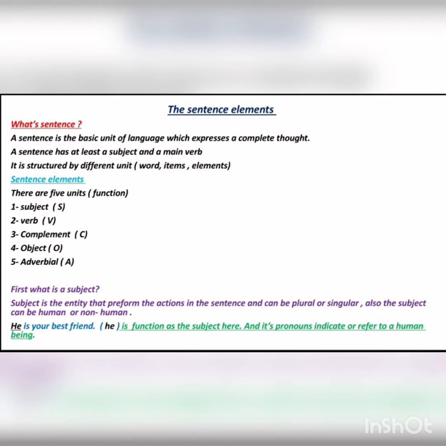He is the subject, and here he is a pronoun related to the human being, and a subject can be human or non-human. So he is the subject in this sentence, and also its function is subject, and it is a human being. Also we have she is young. She is young. Here she is the subject, and it's also a pronoun.